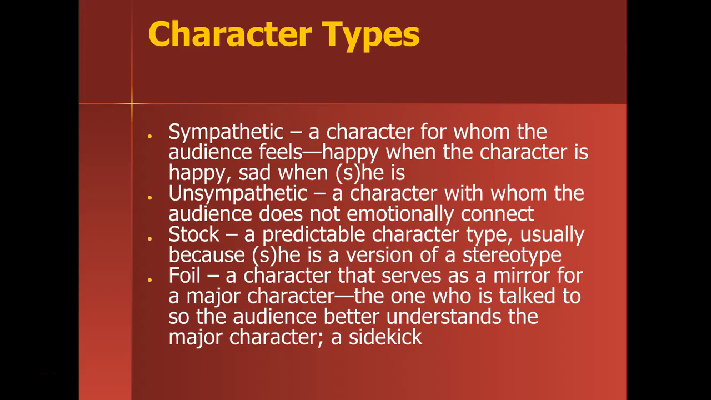Two others which aren't paired are stock and foil. Stock is a predictable character type, usually because he or she is a version of a stereotype. If I talked about a character who has an eye patch, a peg leg, and a parrot on his shoulder walks around saying, "Arg!" you're pretty sure it's a pirate, and you should know what to expect, looking for treasure and probably doing other things that Jack Sparrow might do.